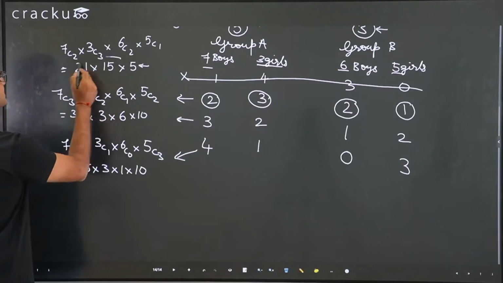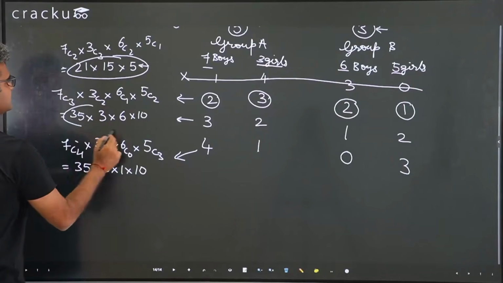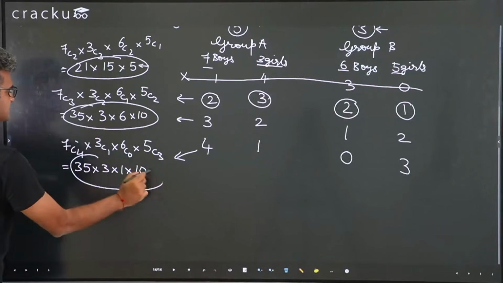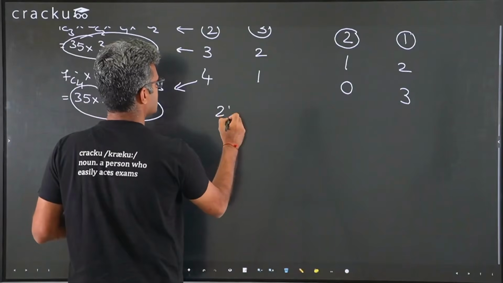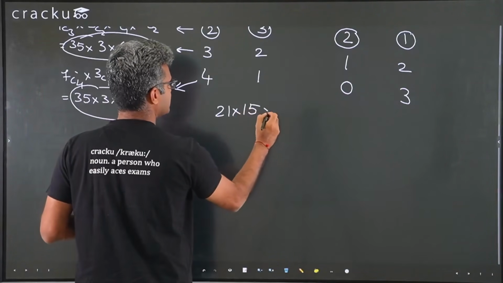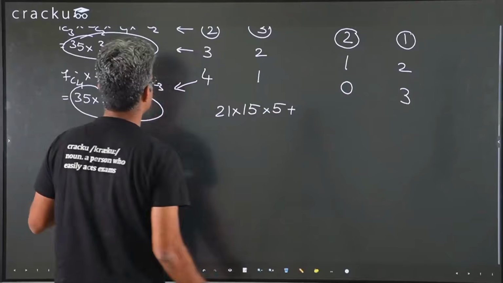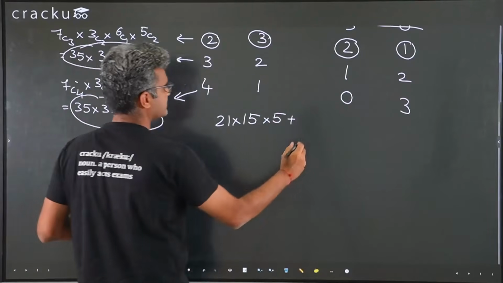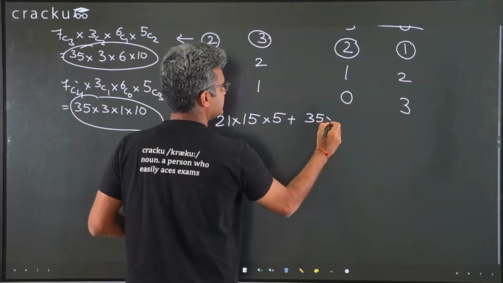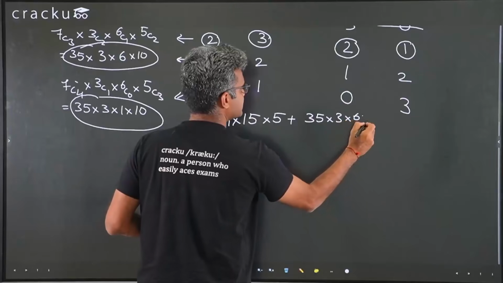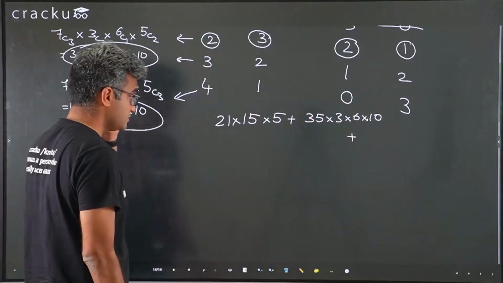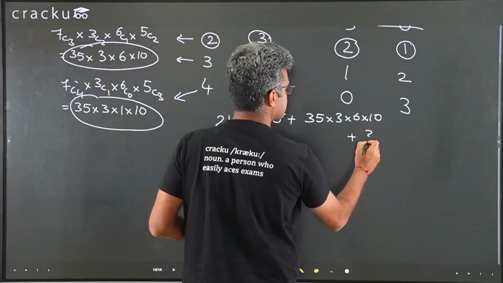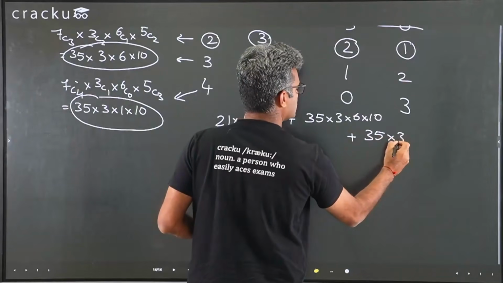So the required answer is this plus this plus this, which is 21 into 15 into 5 plus 35 into 3 into 6 into 10 plus 35 into 3 into 1 into 10.